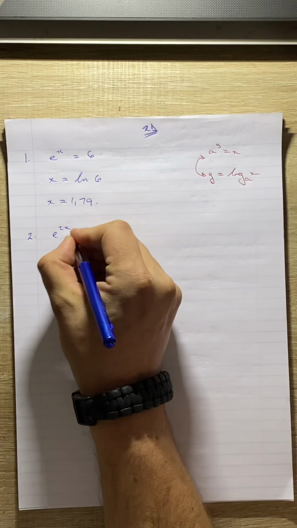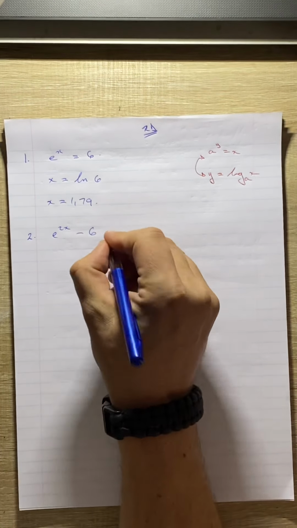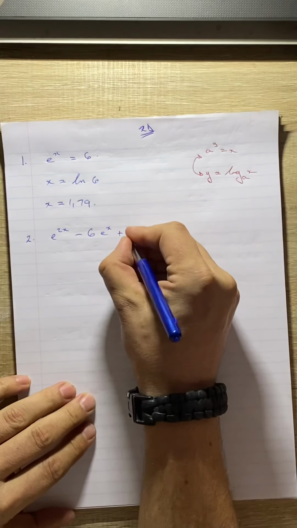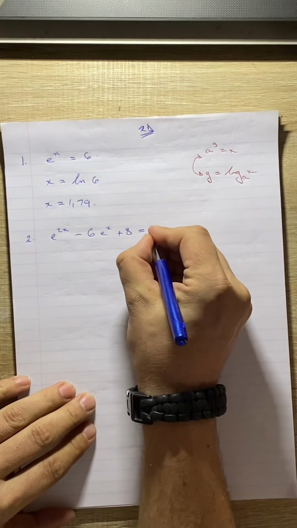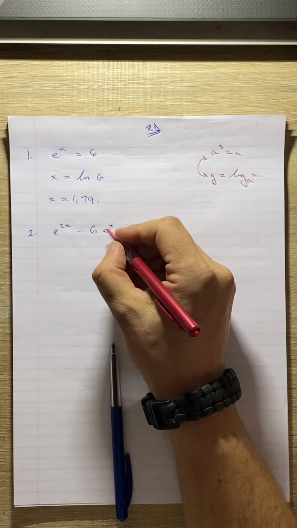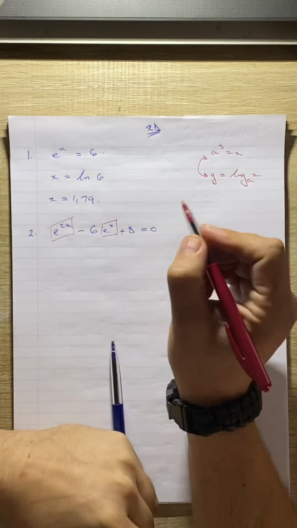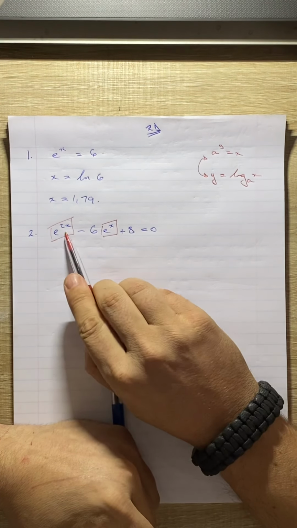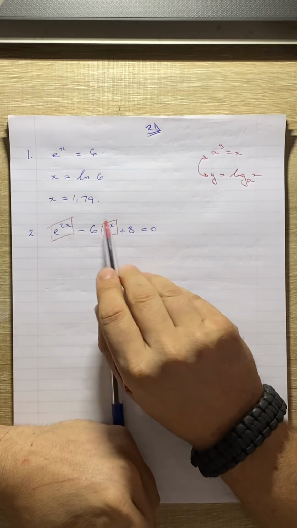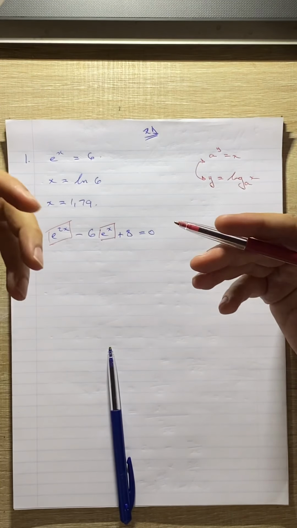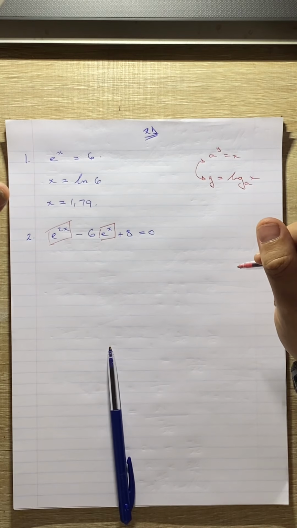All right, so if we look at example 2, e to the 2x minus 6e to the x plus 8 equals 0. Now, there's 2 ways that we can do this type of problem. What I want you guys to notice here is we have this e to the x and we have this e to the 2x. The one is double the other one. Now, as soon as you get something like that, we can use the k method, or you can go straight into factorizing it if you feel comfortable with that.